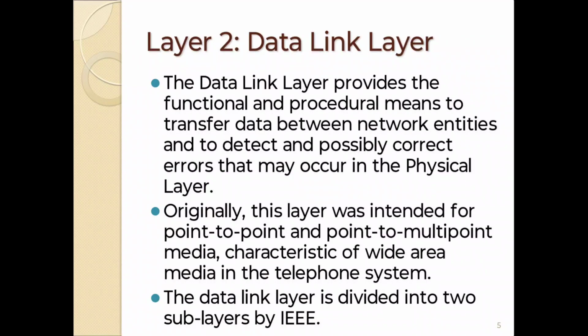The data link layer provides the functional and procedural means to transfer data between network entities and to detect and possibly correct errors that may occur in the physical layer. Originally, this layer was intended for point-to-point and multi-point media communications and telephone systems. The data link layer is divided into two sublayers by IEEE.